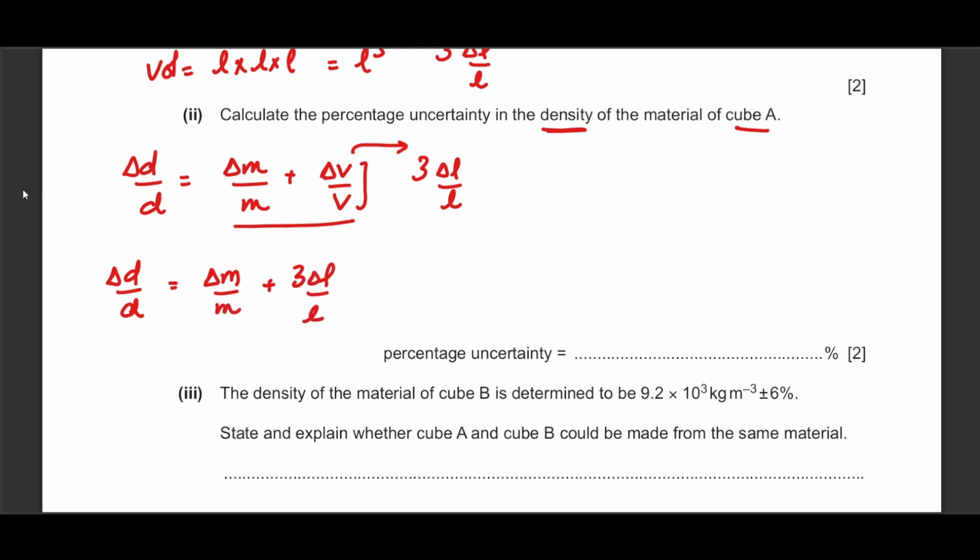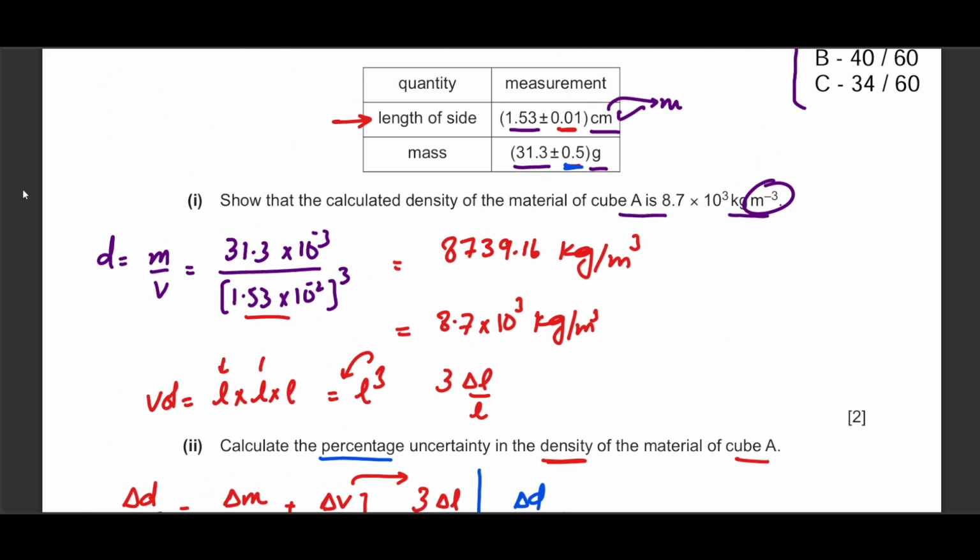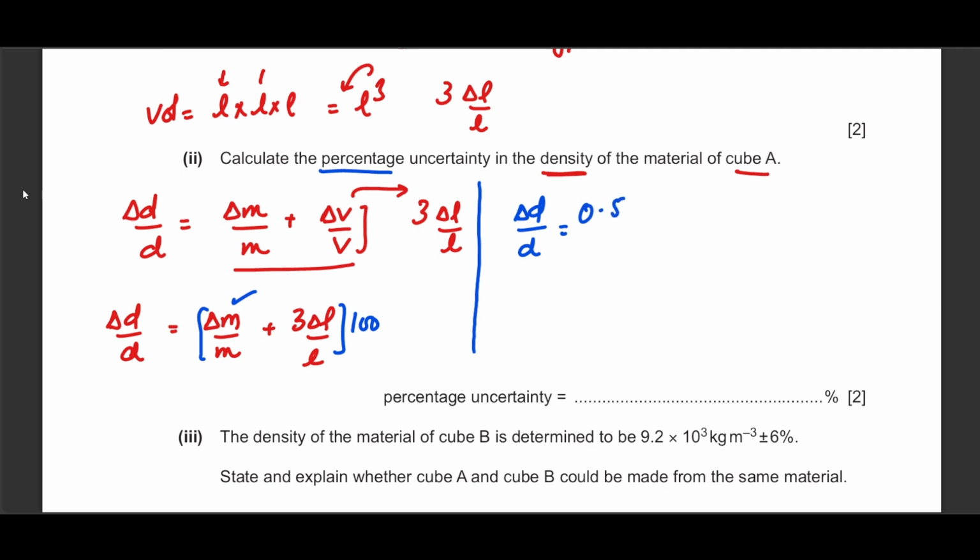Now, once you replace values in this, then it becomes easy. And since we're trying to find out the percentage, the whole bracket has to be multiplied with 100. Now let's replace the values and we'll write down the answer directly. So this will be delta D divided by D equals the error in mass divided by mass, so this is 0.5 divided by 31.3 plus 3 multiplied by 0.01 given in the table divided by its measurement 1.53, and don't forget that this whole has to be multiplied with 100.